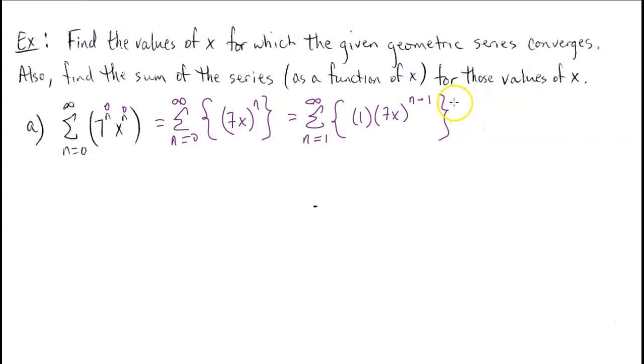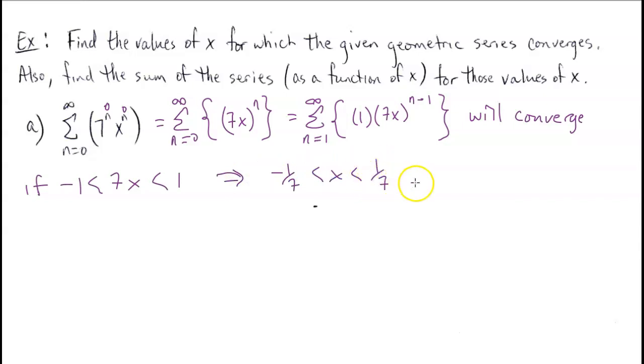From here, we know that this particular geometric series will converge if 7x is in between -1 and 1, which basically means that x has to be in between -1/7 and +1/7. And of course, in interval notation, we can write it this way. So this is the interval of x values for where this particular series will converge.